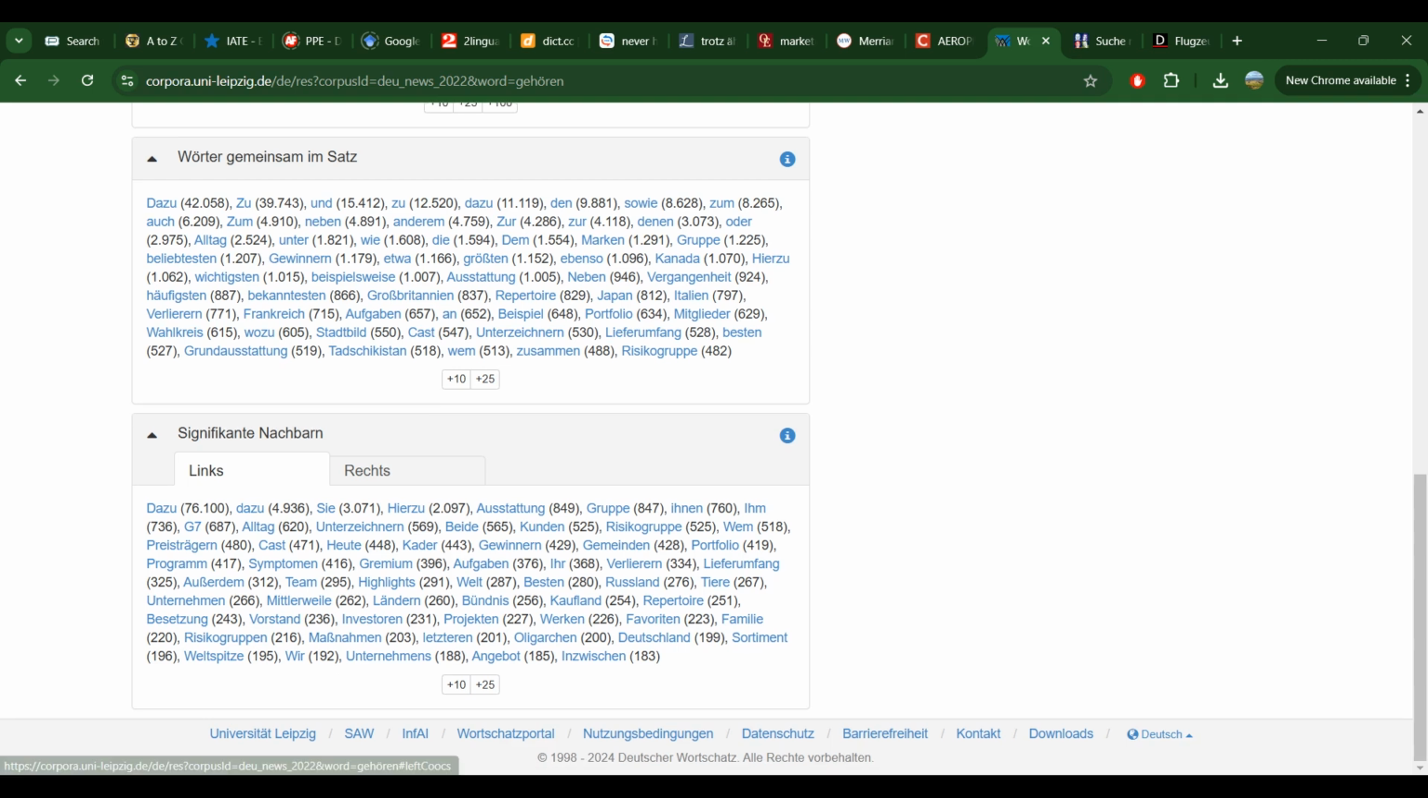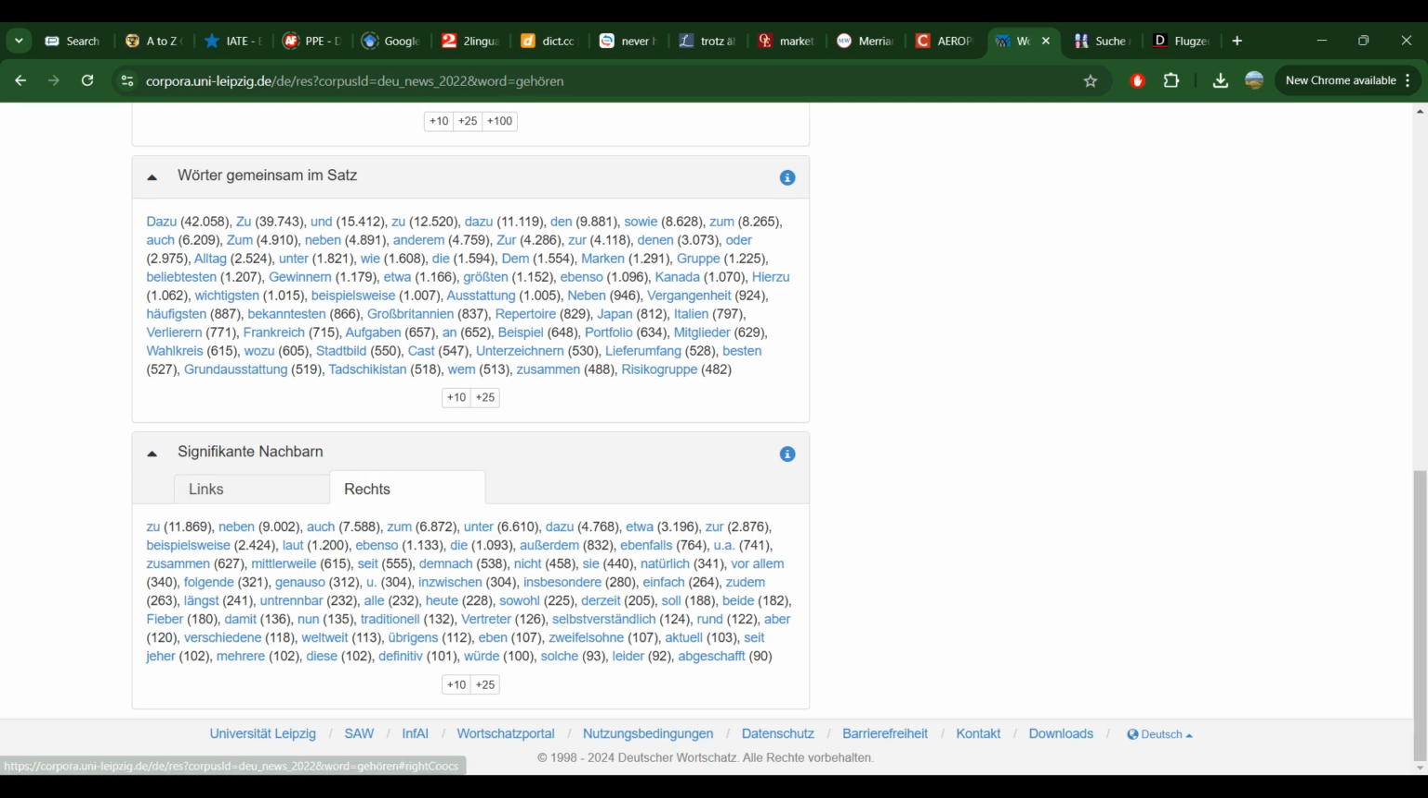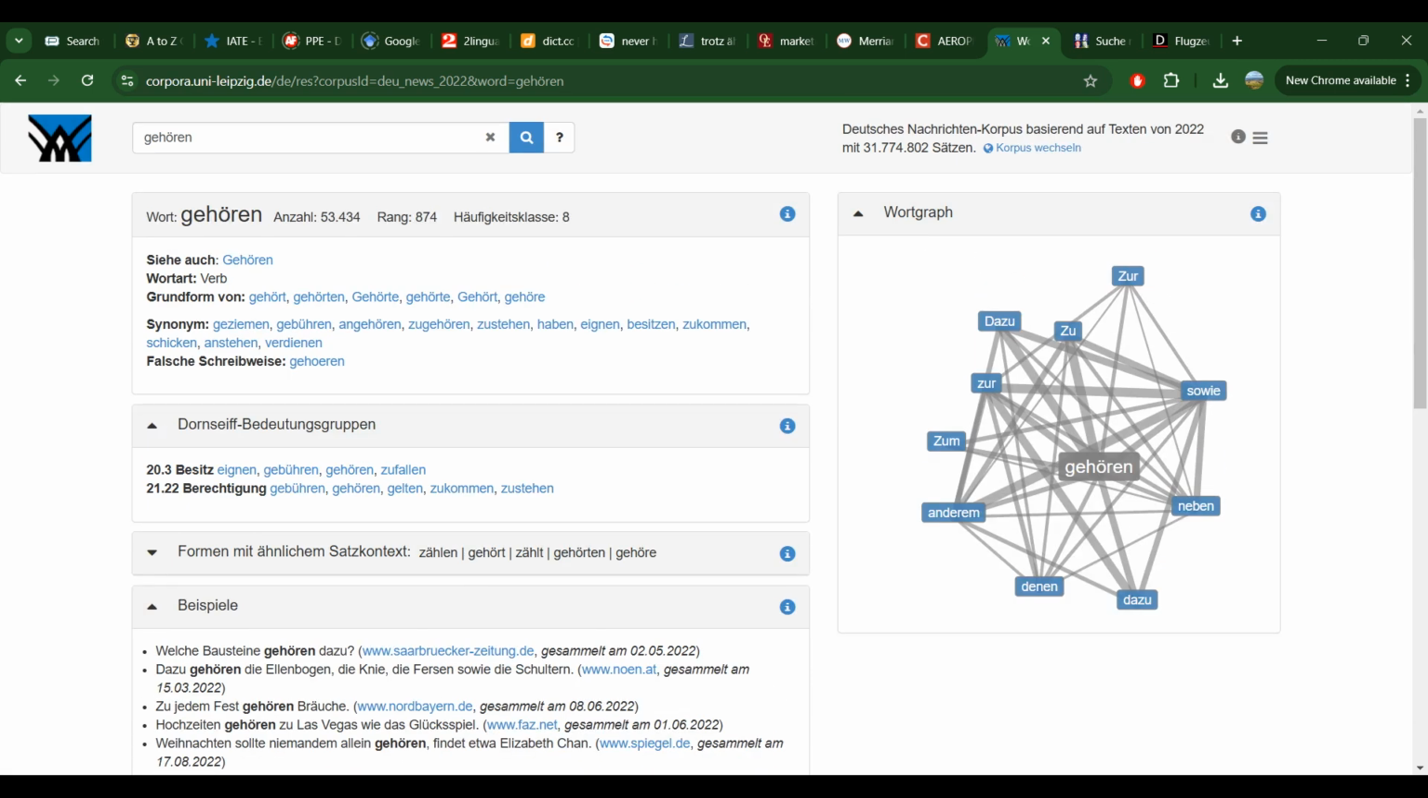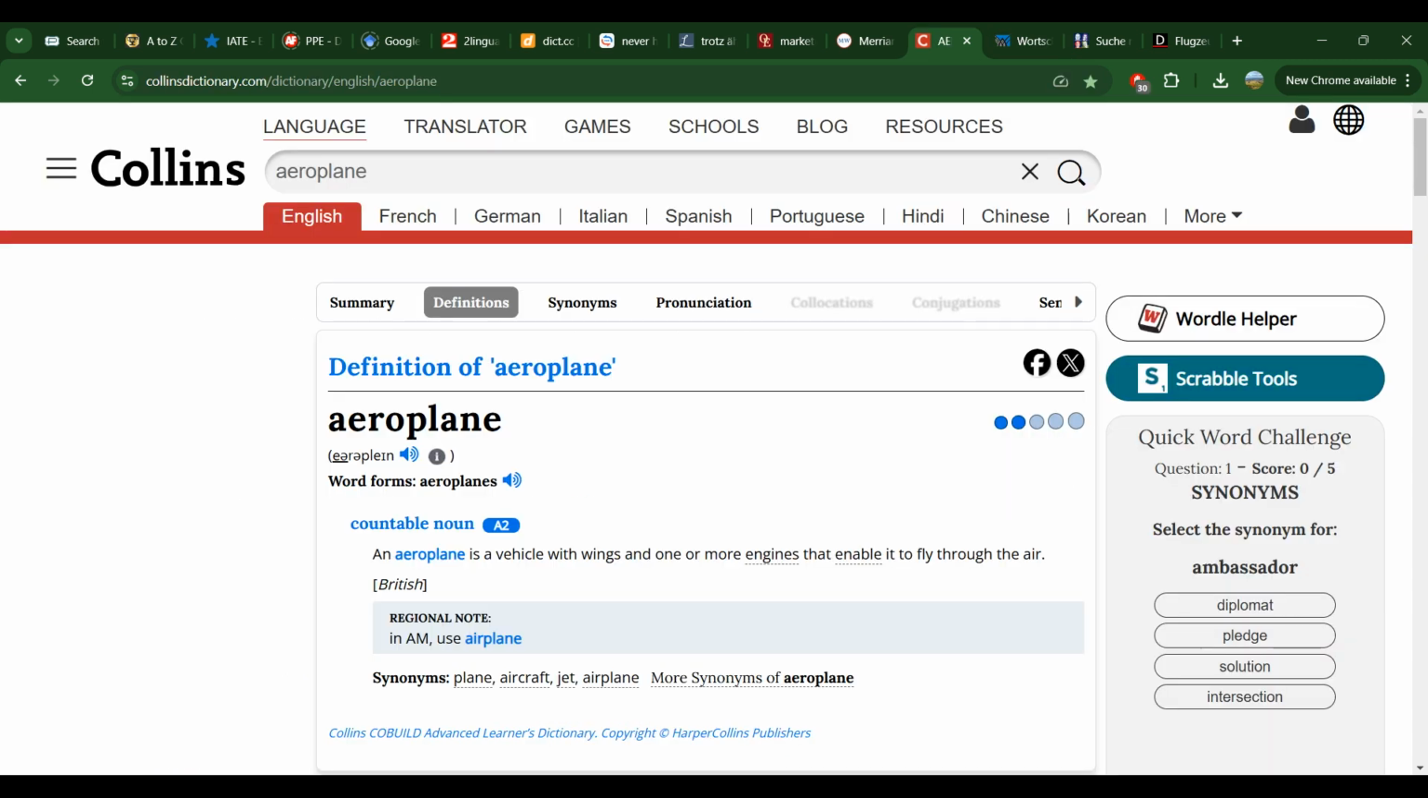And then on the bottom it tells you significant neighbors, so what comes left of the word most often and what comes right of the word most often. Amazing corpus, I use it all the time. Wortschatz Uni Leipzig. Then we're moving over to the bilingual ones.